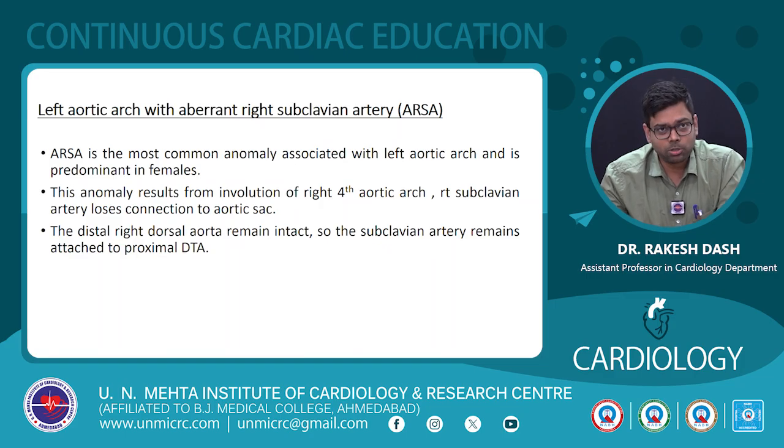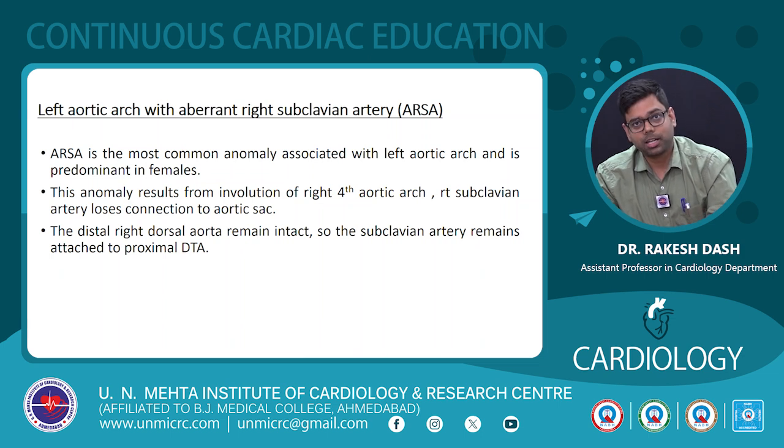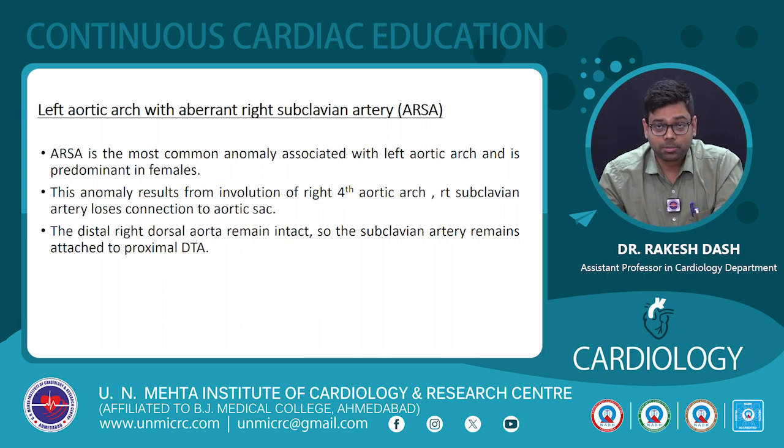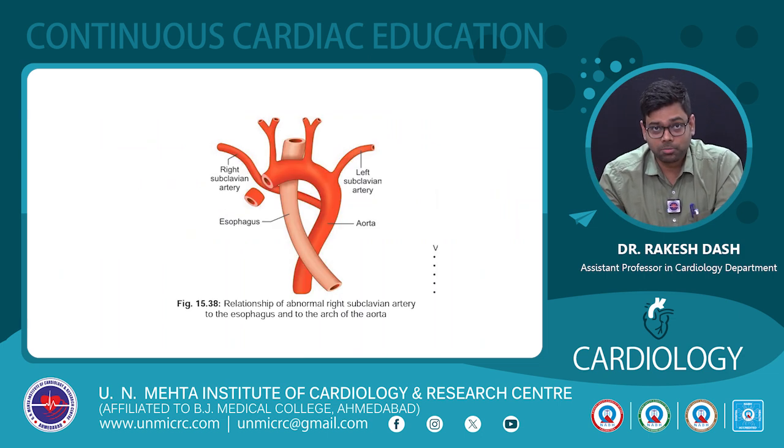So, coming to the abnormalities which we commonly encounter: left aortic arch with aberrant right subclavian artery. This is the most common anomaly. The anomaly results from involution of the right fourth aortic arch. The right subclavian artery loses connection to the aortic arch, but the distal right aorta remains intact. So, the subclavian artery remains attached to the proximal DTA.